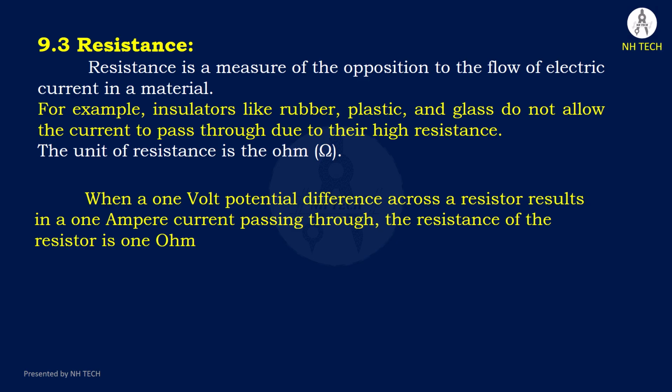The unit of resistance is the ohm, represented by the symbol omega. When a potential difference of 1 volt causes a current of 1 ampere to flow through a conductor.